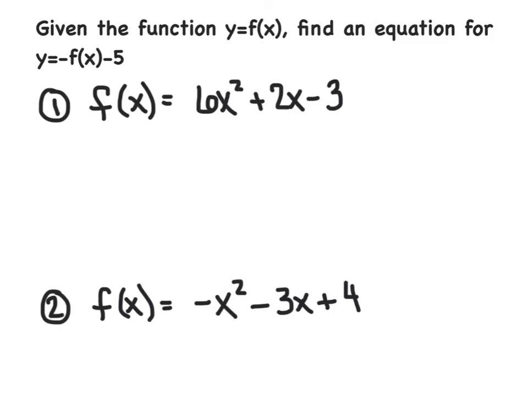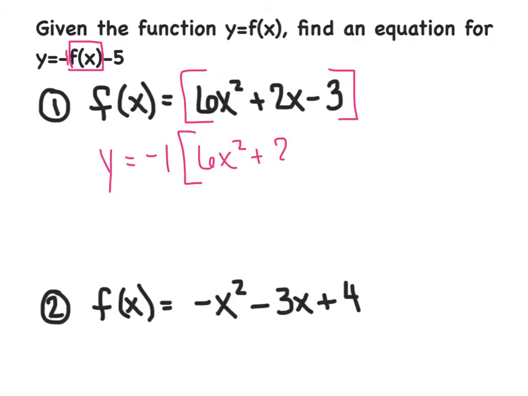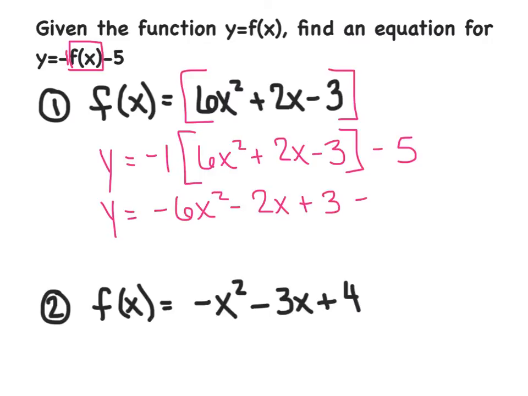Very similar process here, but I want to remind you there is an invisible -1 right here, and so I'm going to take this equation, I'm going to substitute it in for f of x right here, and I'm going to really stress the invisible -1, because what's going to happen is that invisible -1 needs to get distributed throughout the entire function. So now it's a negative 6x squared minus 2x plus 3 minus 5.